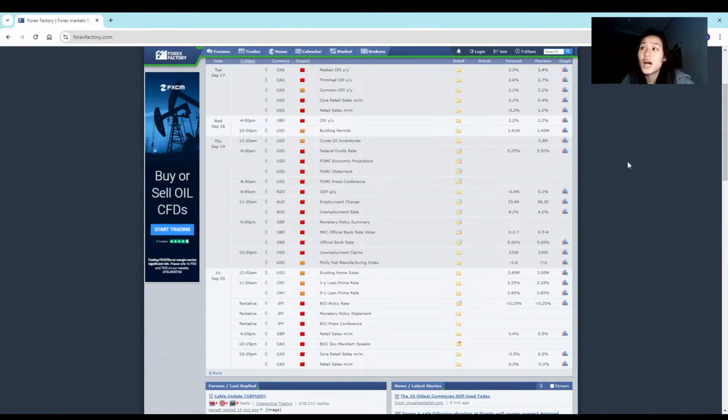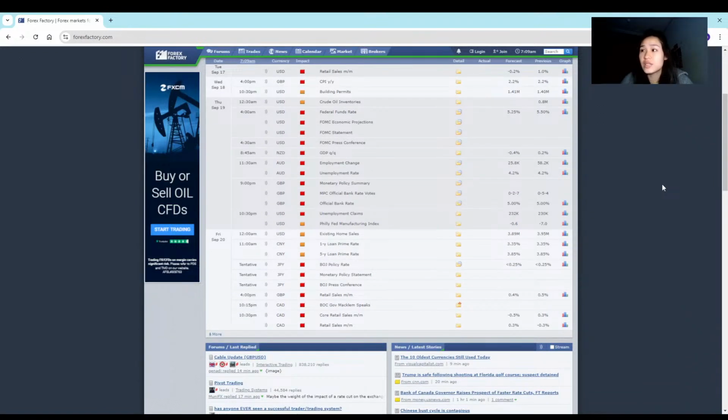We also have New Zealand's GDP and Australia's employment data. UK, we also have monetary policy summary, official bank rate as well. And in the US, we have unemployment claims and the Philly Fed Manufacturing Index. And lastly, on Friday, we'll have US existing home sales, China's 1-year and 5-year loan prime rate. Japan, we have the policy rate, monetary policy statement, and UK's retail sales, as well as Canada's retail sales.